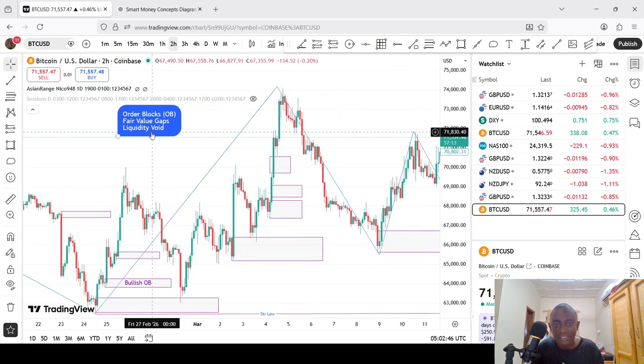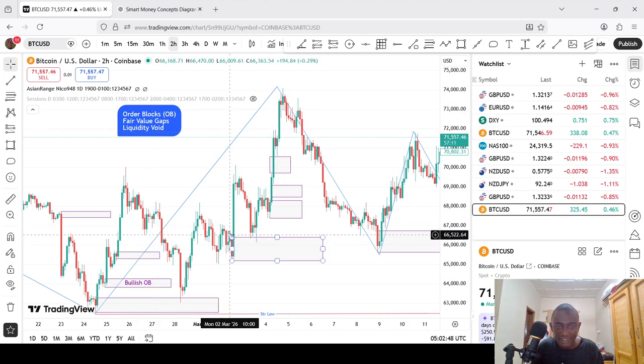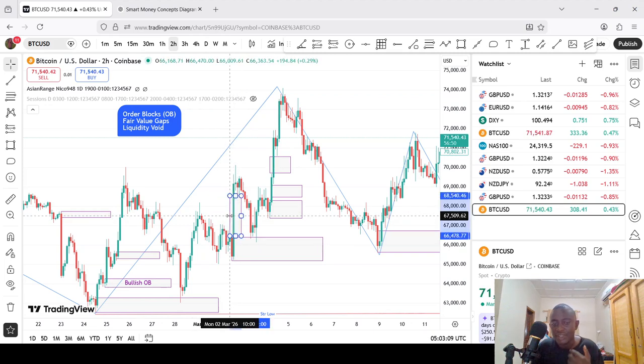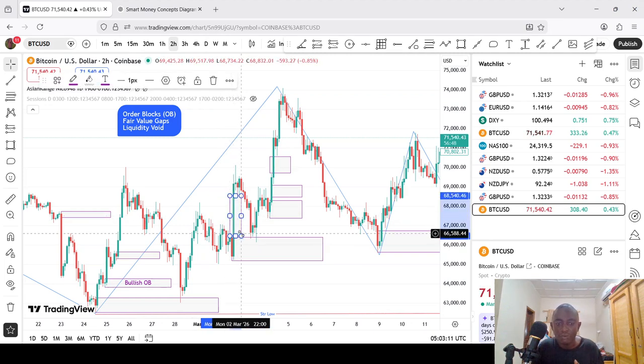We have liquidity void. The liquidity void, this one, when we have a bigger candle, it's the same as the FVG, the fair value gap. But because this is very strong, you can either call it a fair value gap or liquidity void, but the liquidity void is mostly used for candles with larger volume, strong candles, bigger ones.